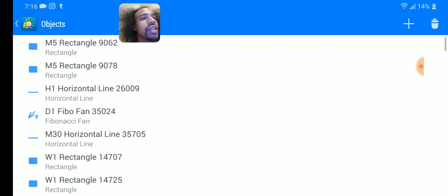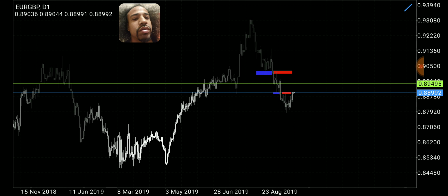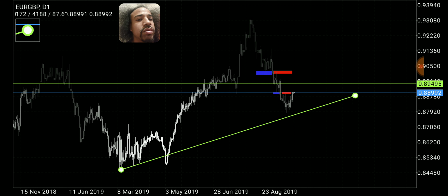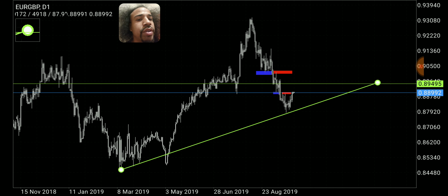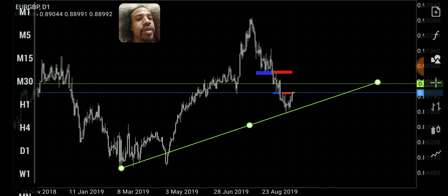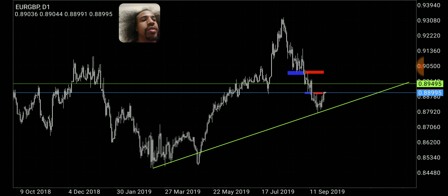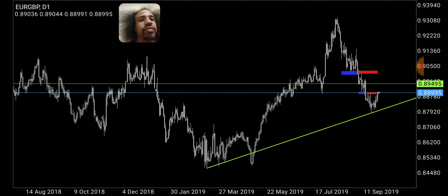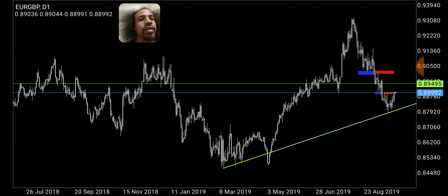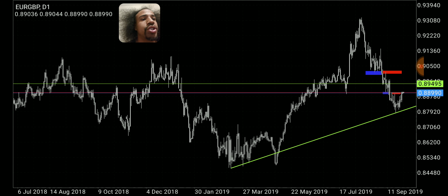Let's see, do we see any kind of trend line? That's a pretty good one right there. Yeah. So that's why we have support, because we found support based on this trend line. Looking for other key levels of rejection.